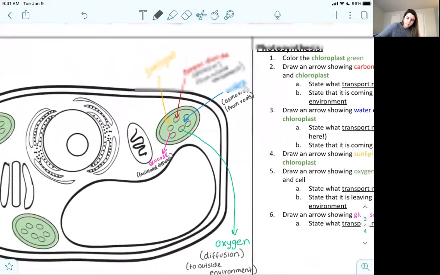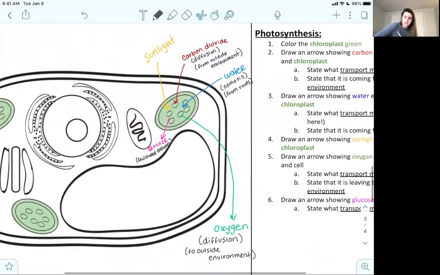All right. So there is the process of photosynthesis all happening in our chloroplast in our plant cells.